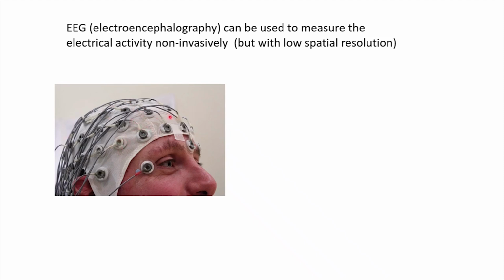Because this is electrical measurement, we get very good temporal resolution, but the spatial resolution in this case is somewhat lower because as this electricity is passes through the skull, it gets diffused, and each electrode gets signal basically from a relatively large area within the brain.